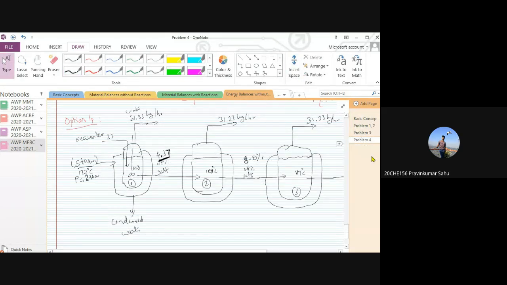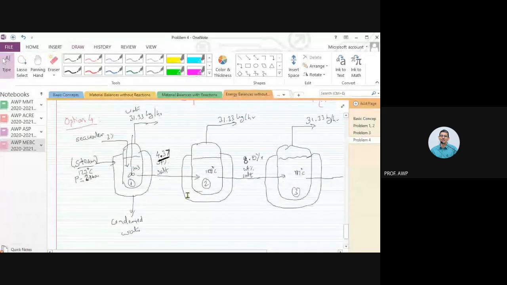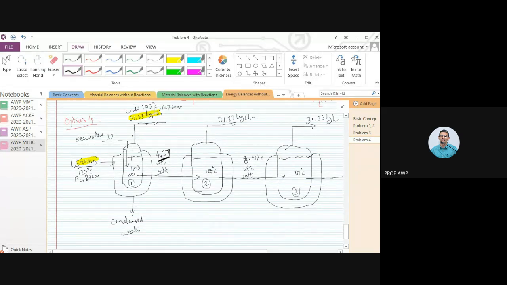You wanted to somehow increase the latent heat. Yes, sir. And now I don't have to evaporate all 94 kgs. I have to evaporate just 31.33 kgs. So I will require much less steam. Okay. This water is at, let's say, 103 degrees centigrade, but at a pressure of 760 mm Hg. Right? This is 760 mm Hg.